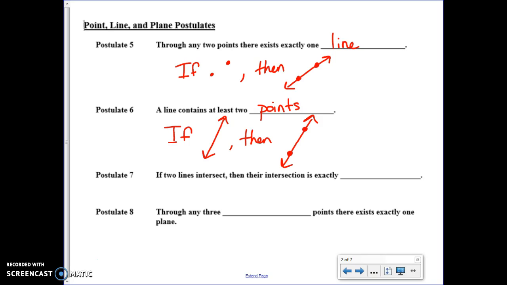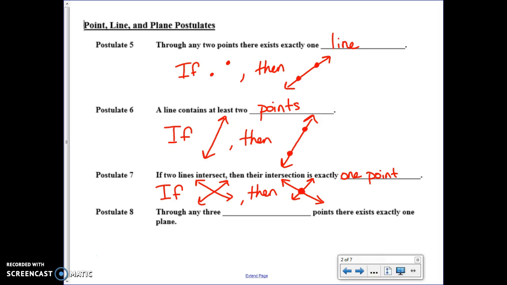Our next postulate: if 2 lines intersect, their intersection is exactly 1 point. So we draw this out. If we have our intersecting lines there, then basically you're just going to highlight this point, the intersection of these 2 lines.